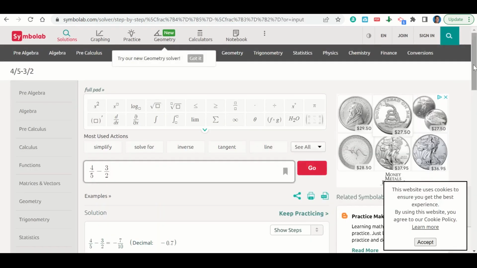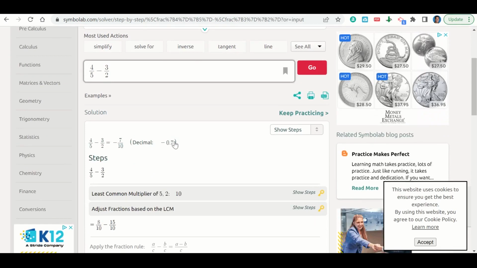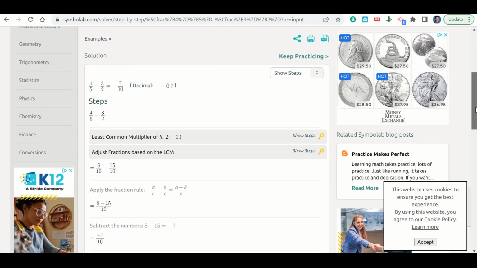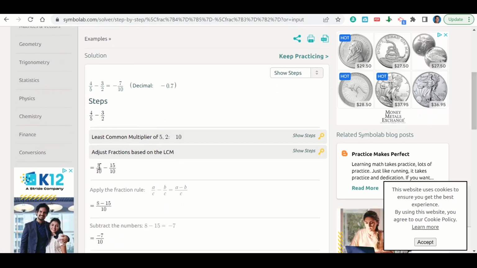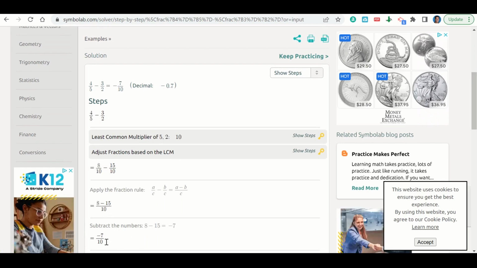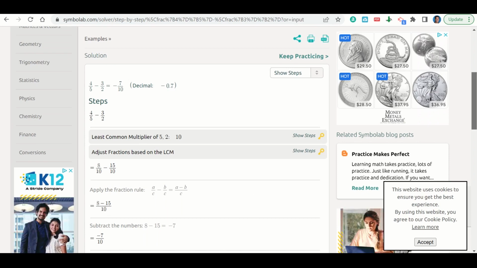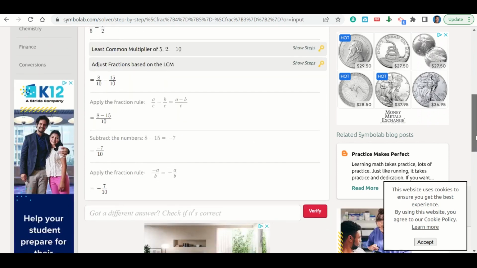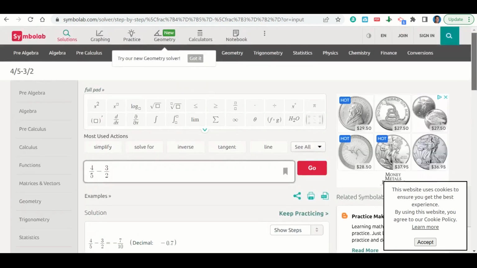And notice now it tells me what my answer is in a fraction. It also converted it to a decimal. For today's stuff, we just want to leave it as a fraction. So it says that it should be -7 over 10. And it shows me step by step how to do this. So it shows me to get a common denominator. And when I do that, I should get 8 over 10 minus 15 over 10. Once I do that, I subtract the numerators, and I get -7 over 10.